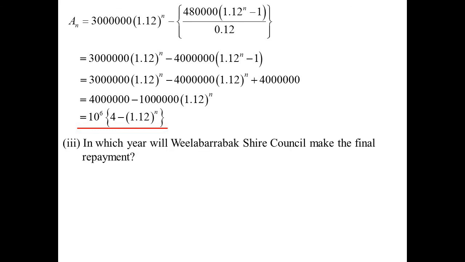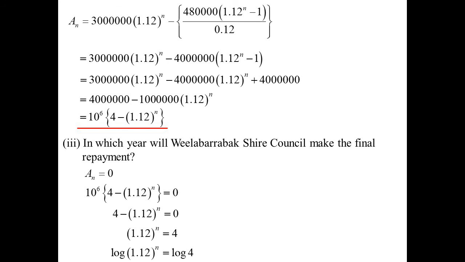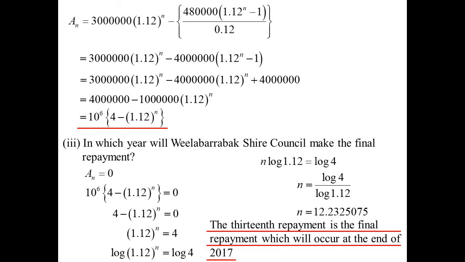So when will they make the final repayment? So amount N is going to equal 0. We may as well use the expression that we've just shown. So solving that little equation, N is, eventually, there it is, log 4 divided by log 1.12, 12.2 years. So the 13th repayment will clear the debt.